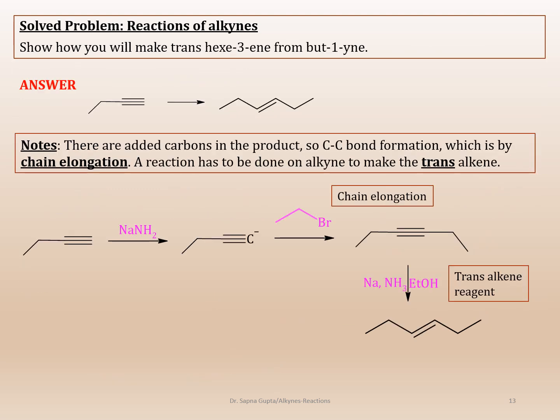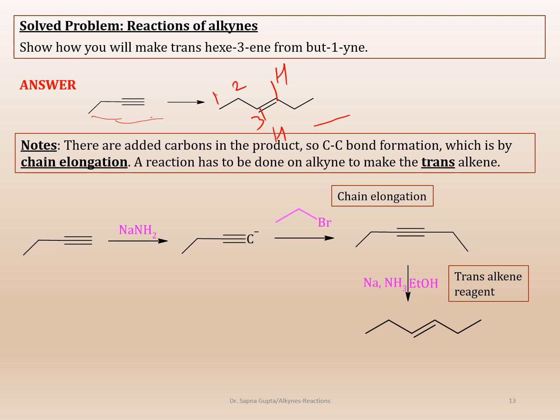All right, more. And then how will you make a trans hex-3-ene from but-1-yne? Okay, so write the reaction first. Don't go by the name, write the structures out so you can clearly see where the triple bond is and where the double bond is supposed to be. So 1, 2, 3, trans meaning that the hydrogens are going on the opposite side.